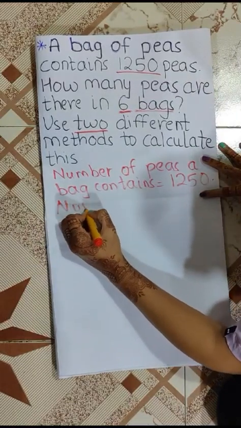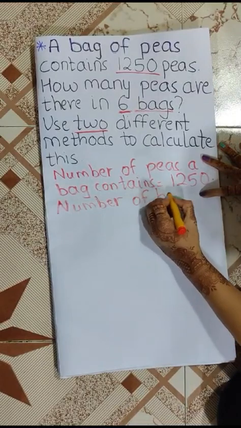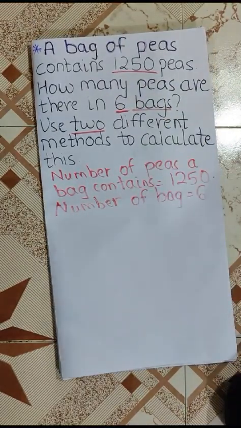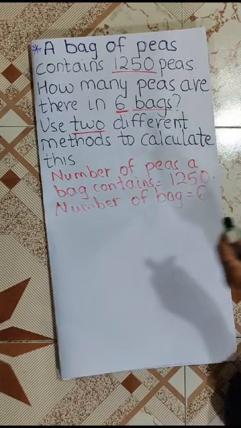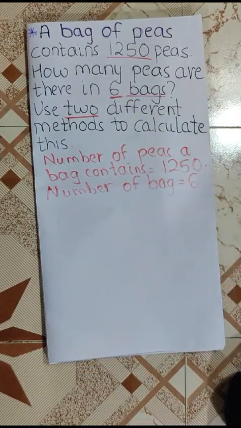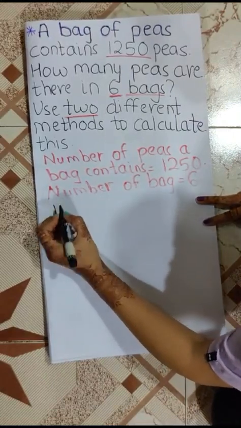Therefore, number of bags, how many do we have? 6. So we got our two statements. Now they are saying use both the methods and help us to calculate how many it would be. Therefore, since we learned the first method, let's try with that one.